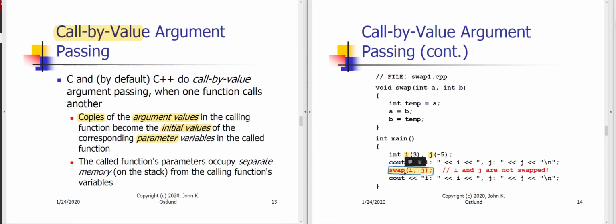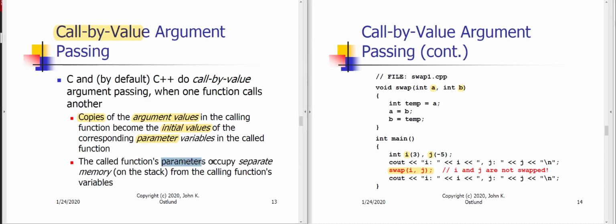So here is where I'm calling the swap function in main. In the definition of the swap function, I have two parameters, a, which is an int, and b, which is an int, that receives copies of those values for I and j.